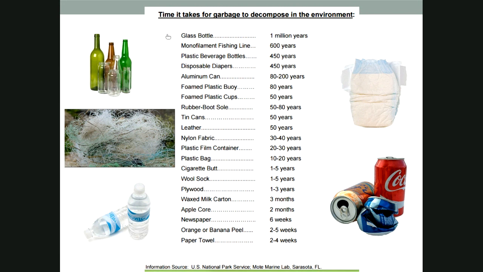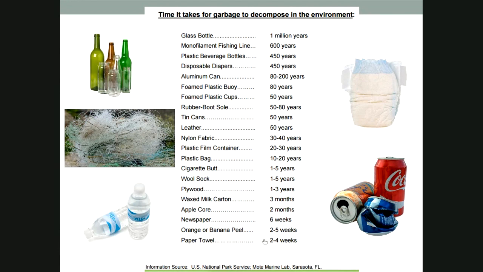microbes or the biota. If we go down the list, for example, an aluminum can, it would remain in the environment for 80 to 200 years before being broken down. Tin cans, 50 years. Leather, 50 years. Plastic bag, 10 to 20 years. And then we get towards the bottom of the list where we start to see some of these items break down relatively quicker. An apple core takes 2 months to break down into the environment. Newspaper, 6 weeks. Paper towel, 2 to 4 weeks.